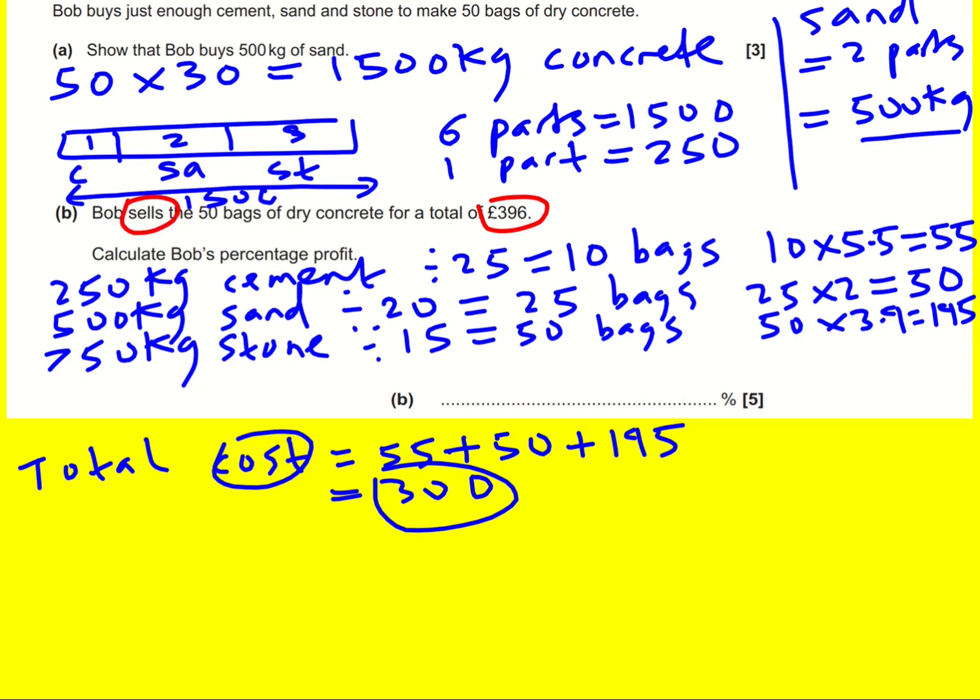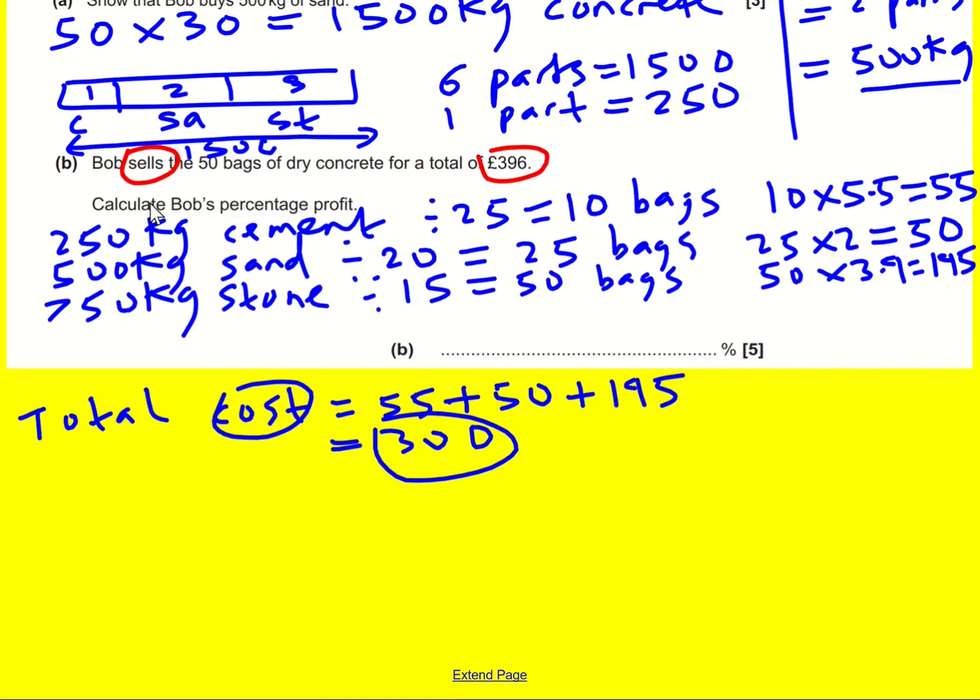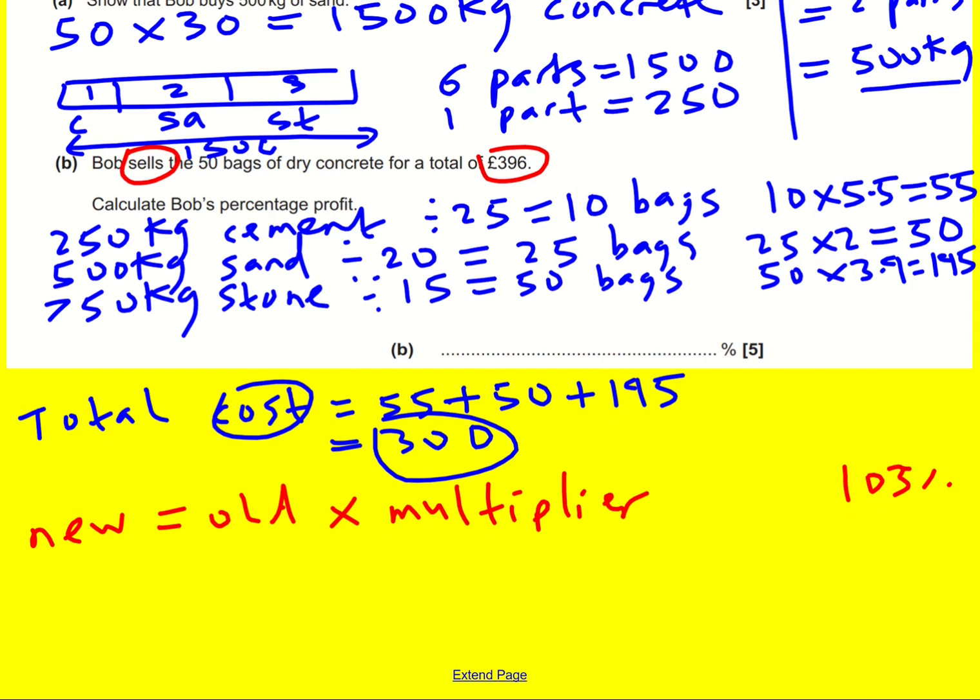So there's 2 ways to deal with this now. And I'm going to talk about both of them, I think. So the first way is to remember that new equals old times multiplier. This is for percentages, where the multiplier, like if you had a 3% increase, then you'd be going up to 103%, and the multiplier would be 1.03. So if we can work out the multiplier, we can work back to the percentage increase, which in this case is the percentage profit. So we bought it for 300, that's the old value. We sold it for 396. That's the new value.